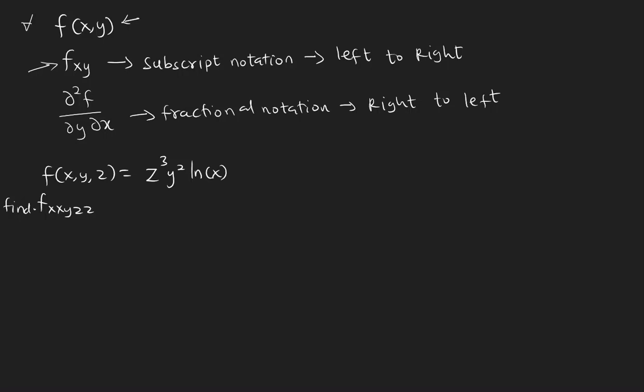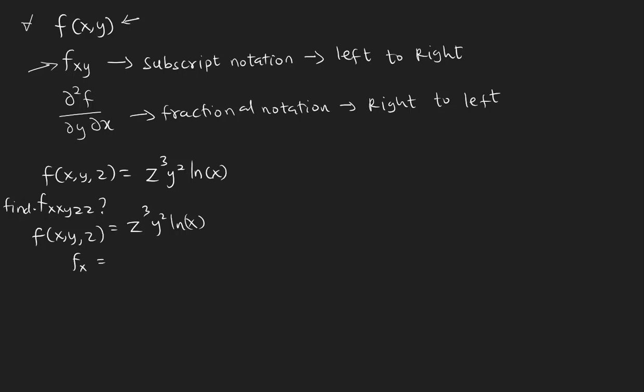For this, you've been given the subscript notation. So you are going to differentiate from the left to the right. First, you differentiate the function with respect to x, and then with respect to x again. Then move to y, then move to z, and then z again. So we have the function f of x, y, and z, which is equal to z cubed y squared ln of x. First of all, we are going to differentiate with respect to x. So that gives us f subscript x.